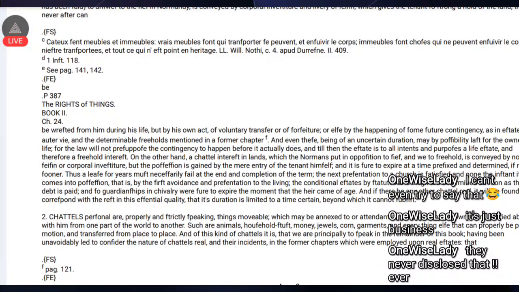Thus, a lease for years must necessarily fail at the end and completion of the term. The next presentation to a church is satisfied and gone the instant it comes into possession, that is, by the first avoidance and presentation to the living. The conditional estates by statute and elegit are determined as soon as the debt is paid. And so wardships in chivalry were sure to expire the moment that the heir came of age.